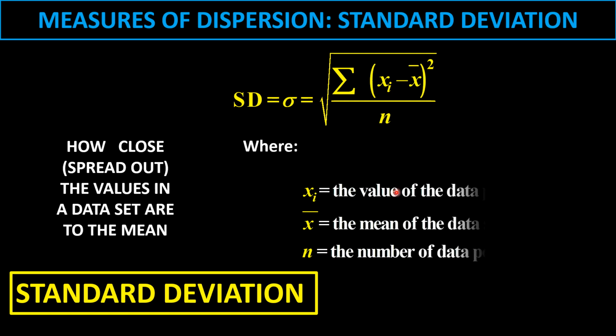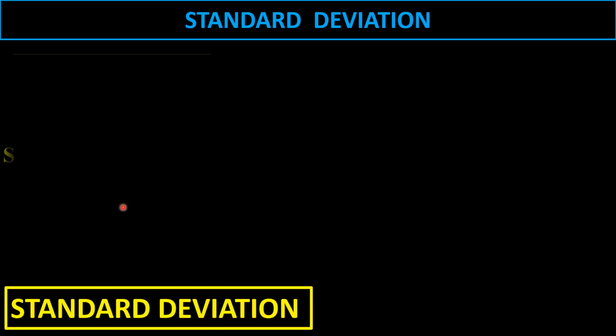And xi means the different data values, and this x bar means the mean, and then n is the number of data points, right? So we have to find the difference, then we have to square it, then we have to find the sum, and we have to divide it by n, and we find the square root of that, and that's what's going to be my standard deviation. We're going to first of all look at calculating the standard deviation using the formula.